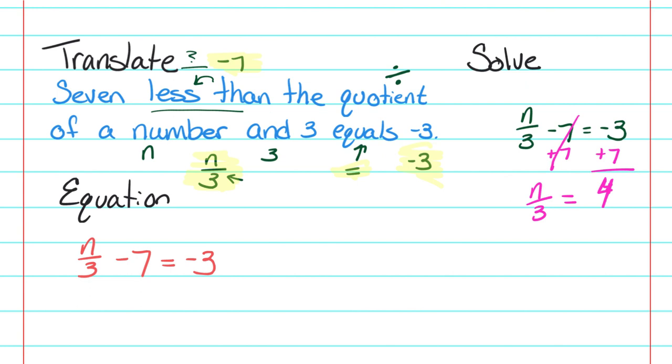Now, since I have n but then I'm going to divide it by 3, the inverse operation of division is multiplication. So to cancel out dividing n by 3, I can multiply it by 3. So the 3 over here is going to cancel, and 4 times 3 gives me 12, so n equals 12.